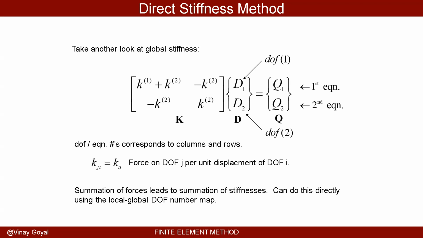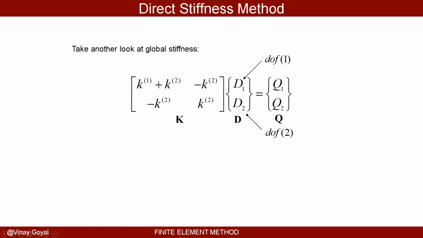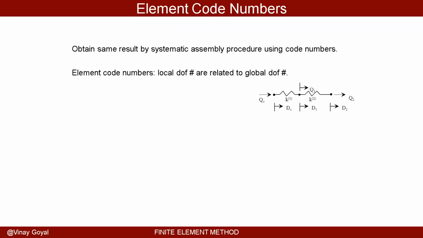And because of that, and we discussed how summation of forces leads to summation of stiffnesses, we can do this procedure that I explained earlier, with all this equilibrium stuff and all this complication we discussed. We can actually do that without doing equilibrium, because now that you understand it, we will find a different way of doing it. And we can do this directly using a local global degree of freedom number map. Let me explain how that works. My book explains this very extensively, along with the code on how to implement it in MATLAB or Mathematica. We can obtain the result by systematically assembling the procedure using code numbers. So let's talk about that.